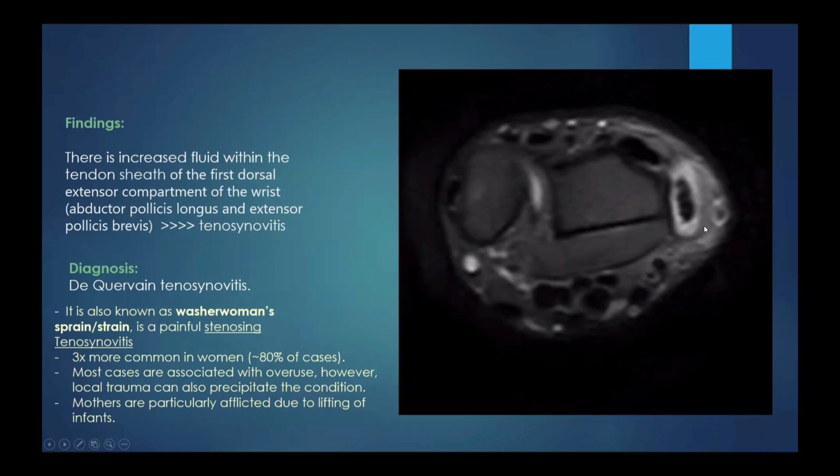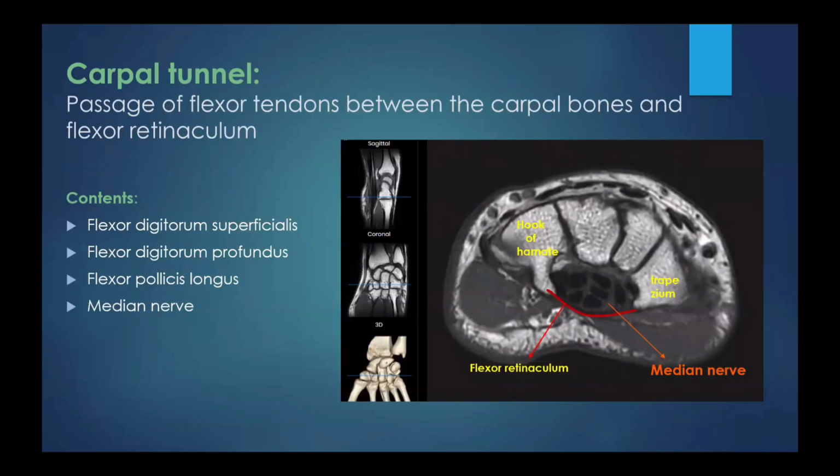Because of recurrent lifting of their infants, recurrent trauma and overuse will cause this condition. The carpal tunnel. Carpal tunnel is the passage of the flexor tendons between the carpal bones and the flexor retinaculum.